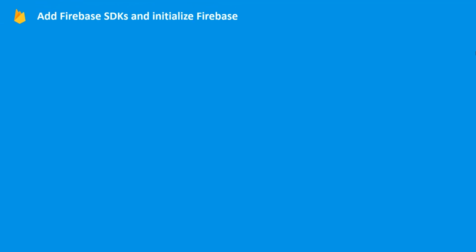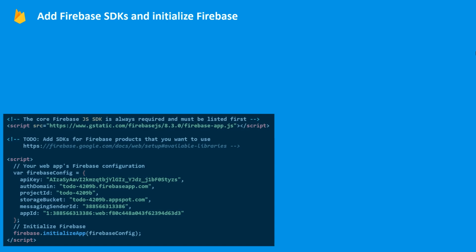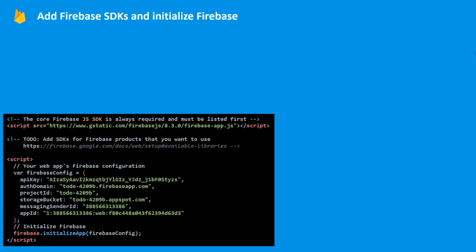So now we need to add Firebase SDKs and initialize Firebase. So we've got some scripts from our console. Now here, this is just a project using vanilla JavaScript. So you may need to take this code and paste it at the bottom before the body tag of your index.html file. But for us, we're not using vanilla JavaScript. We are using Node.js. We are creating a Node.js app.